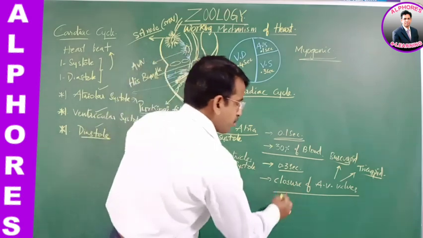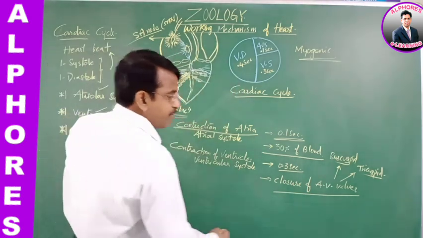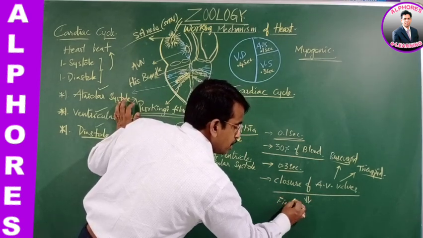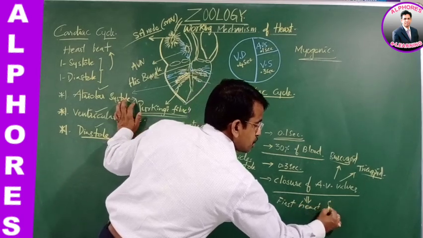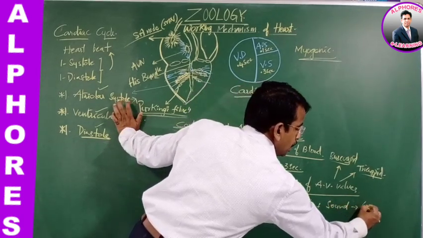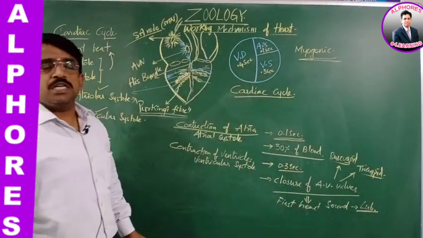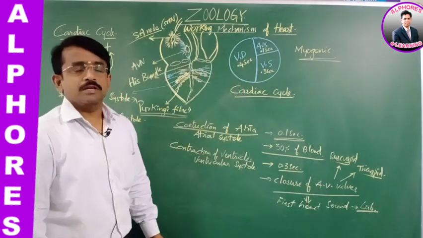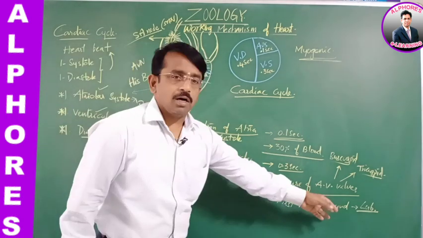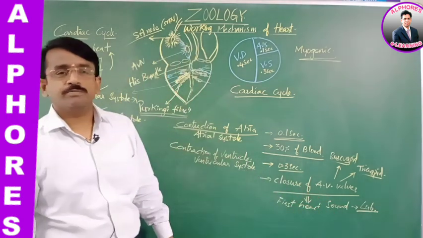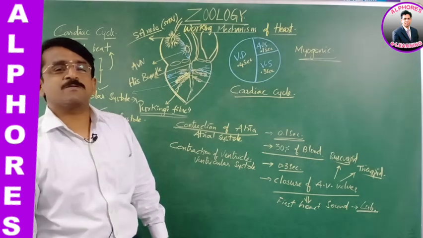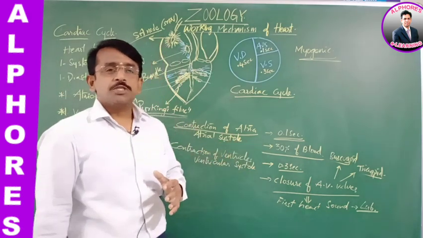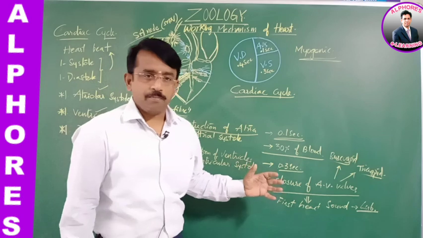This contraction causes the closure of the AV valves. The closure of the AV valves produces the first heart sound, which is said to be the lub. Lub is a heart sound generated for a long period, 0.15 seconds. When it is a long period, it is with a low pitch.